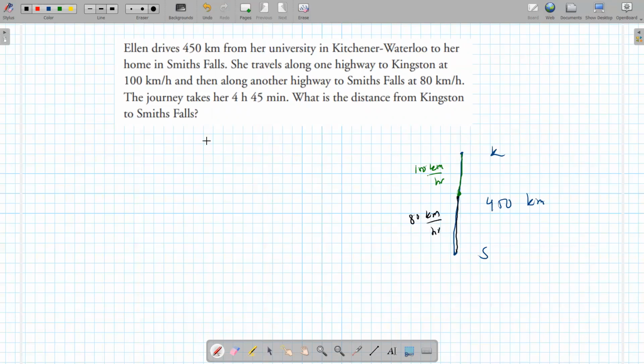The trip took 4 hours 45 minutes. What is the distance from Kingston? So this is Kingston. So we had two Ks. I'm gonna call this maybe W, so we don't get confused. So this is our initial point, Kitchener-Waterloo to Kingston. Okay, this is the middle thing. What's the question asking you? What's the distance from Kingston to Smiths Falls? So the question is asking you for this distance here. We know the total distance is 450, okay? It's asking you for this distance here.